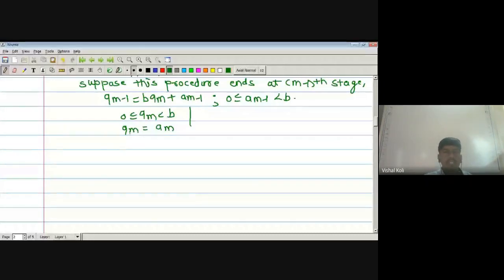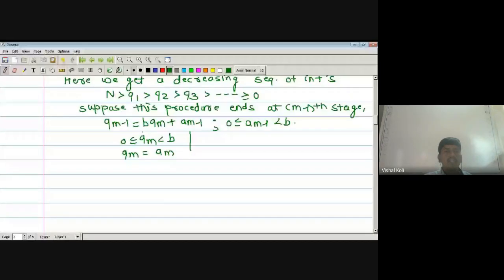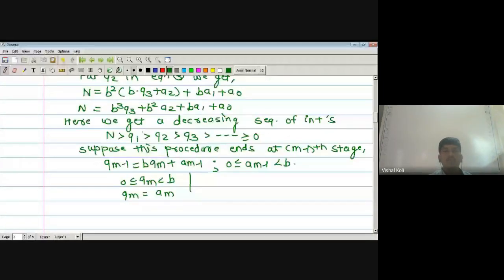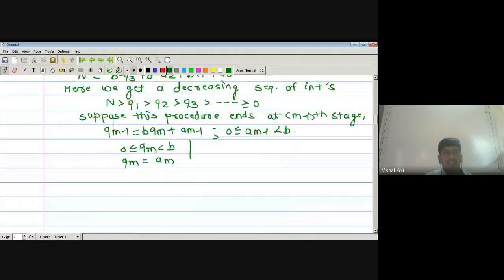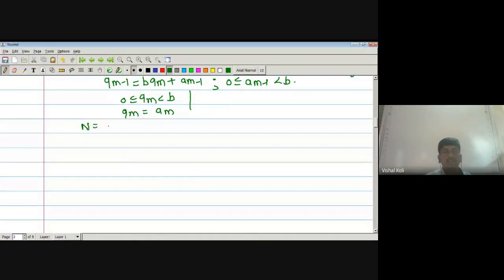At the third step, we get n is b cube q3 plus b square a2 plus b a1 plus a naught. Therefore, at the mth stage, n is nothing but b to the power m into qm plus b to the power m minus 1 am minus 1 plus b to the power m minus 2 into am minus 2 plus and so on up to b a1 plus a naught. This is at the mth stage.